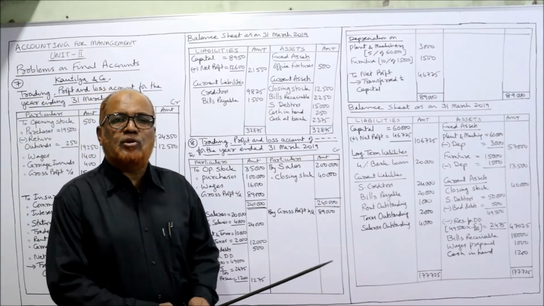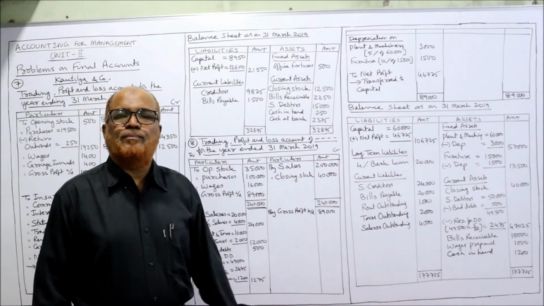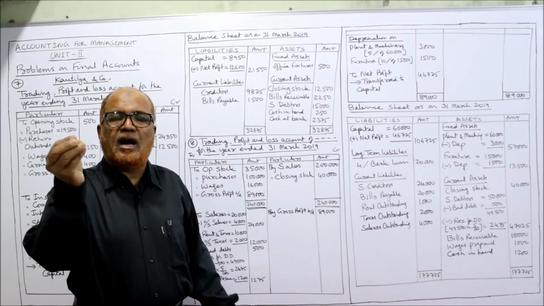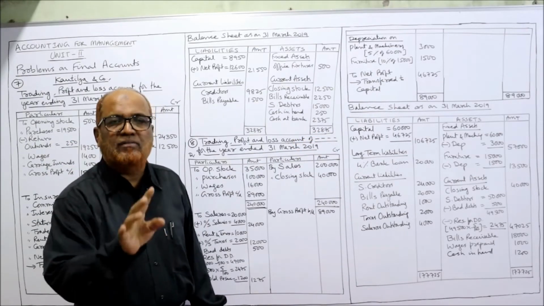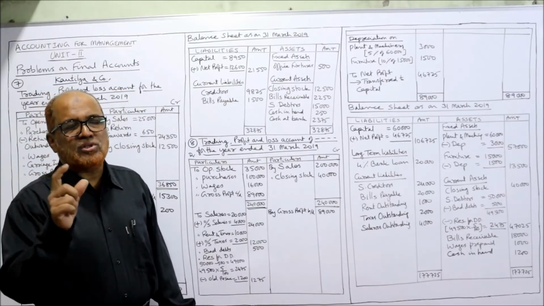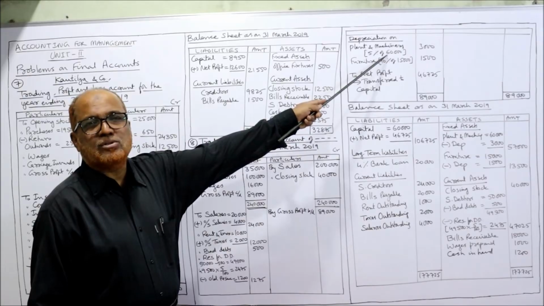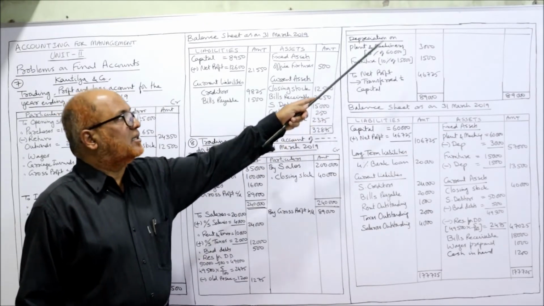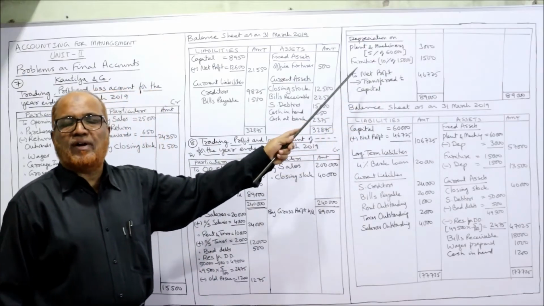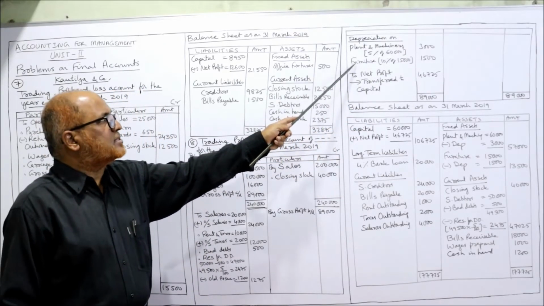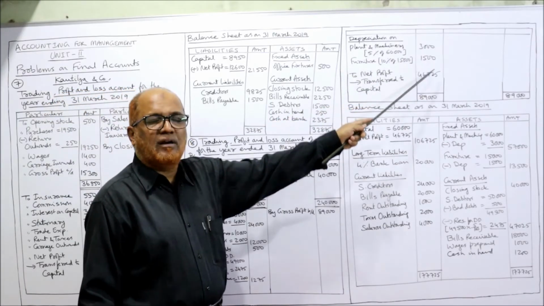Now the last item to be debited is depreciation. Depreciation on plant and machinery at 5% and furniture 10%. That is given in the adjustment. First of all, what is the cost of the plant and machinery? 60,000. The value of the plant and machinery is 60,000 into 5%. You will get 3,000. Similarly, furniture. The value of the furniture given is 15,000. So 10% of 15,000, 1,500.